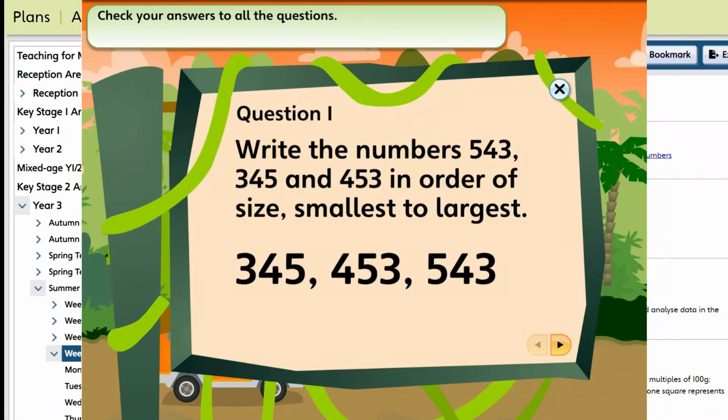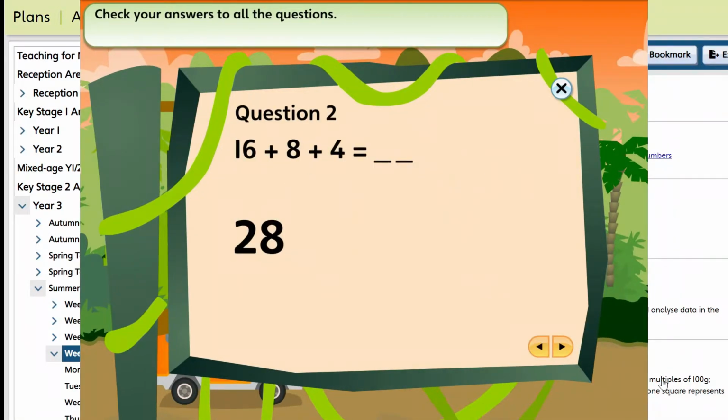Question 1. Write the numbers 543, 345 and 453 in order from size, smallest to largest. So it's 345, 453 and then 543. Answer 2 is 28. 16 plus 4 is 20. Add 8, 28.